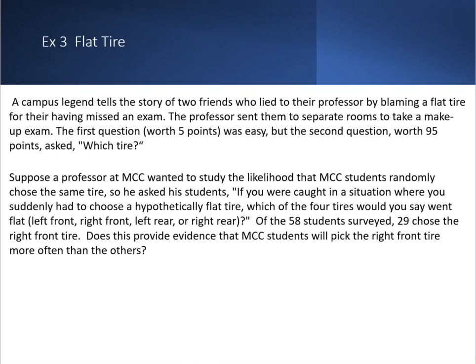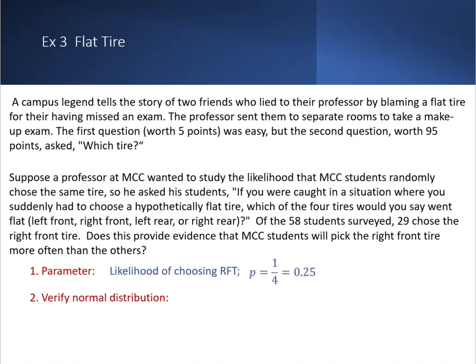So in order to do that, the steps tell us that we've got to first identify the parameter that we're looking at and then verify the normal distribution. What's the parameter that we want to investigate? Well, we want to determine what's the likelihood of choosing a right front tire. If there's 4 tires to choose from, the long run probability of choosing right front tire is a 1 in 4 chance, or 0.25. So our parameter is p equals 0.25.